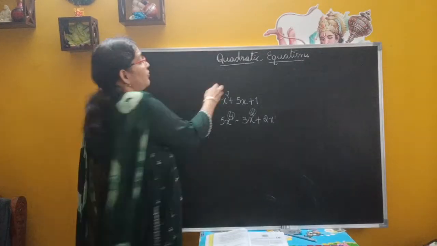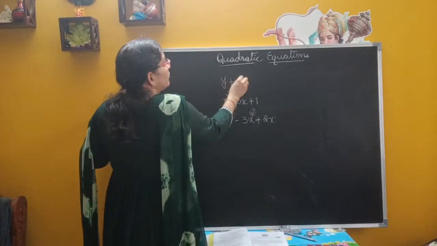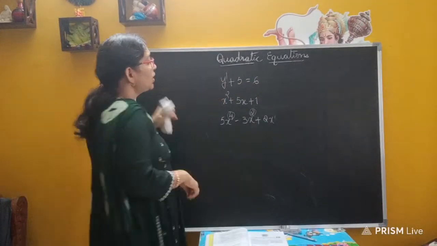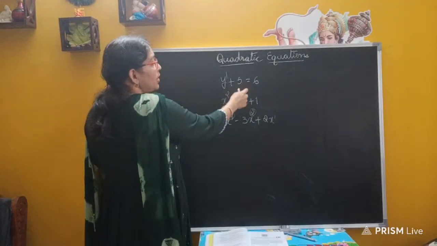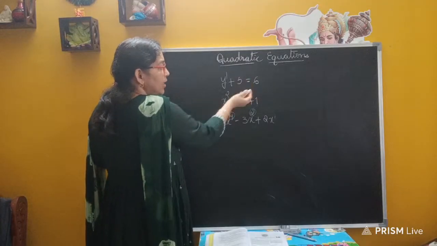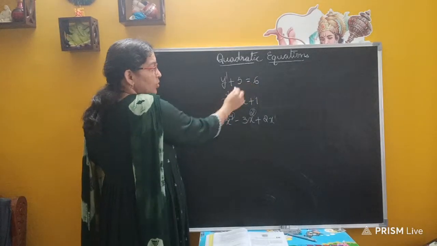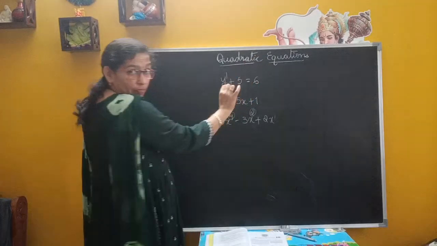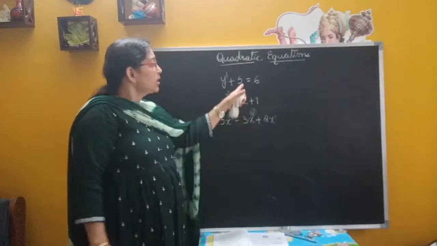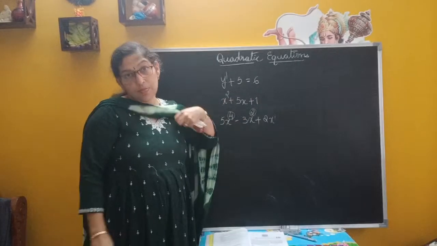So here, if I write one more, y plus 5 is equal to 6. Here, the highest power is 1. This is a linear polynomial. And since I equated to 6, here we have an equating sign, so it is a linear equation. A linear polynomial can be a linear equation if there is an equal sign.